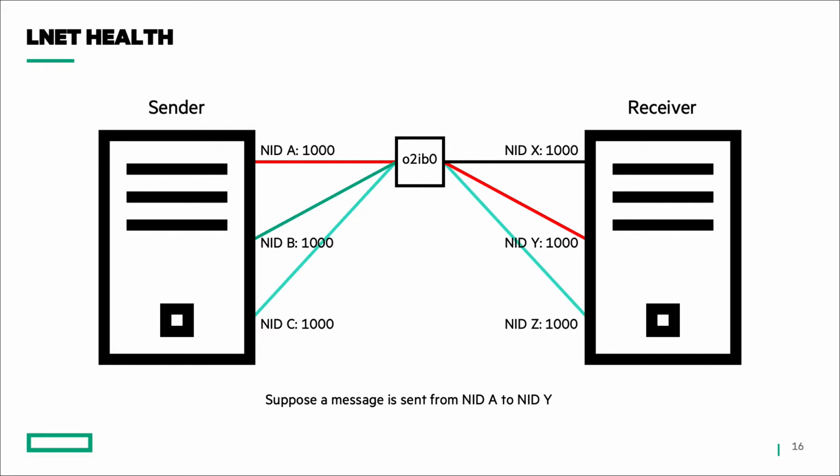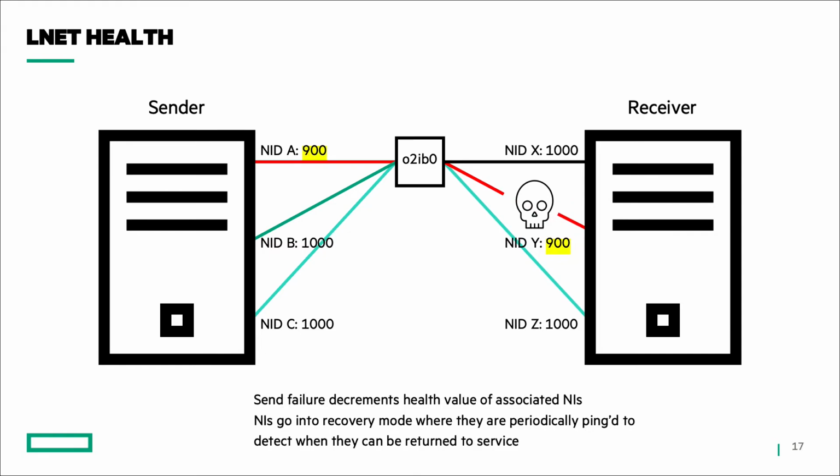So taking a closer look at LNet Health, LNet Health added a new selection criteria to the multi-rail algorithm, namely the health value. A health value is assigned to your local NIs as well as peer NIs. Here I'm showing the health values from the point of view of the sender. Let's suppose that a message is sent from NID A to NID Y, and for some reason that send fails.